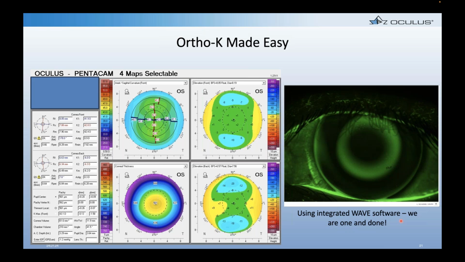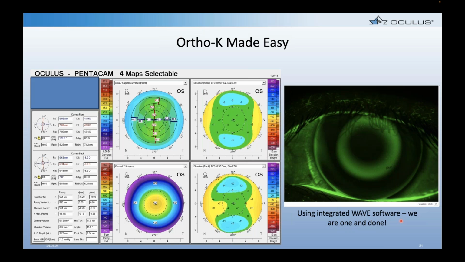We get images like the picture on the right all the time. First lens success rate is through the roof because our data is better, because we have more true data rather than extrapolated data. And we have a software that we can then use that takes all of that data and uses it to really make the best possible lens for our patients. So we're having great success with this system.